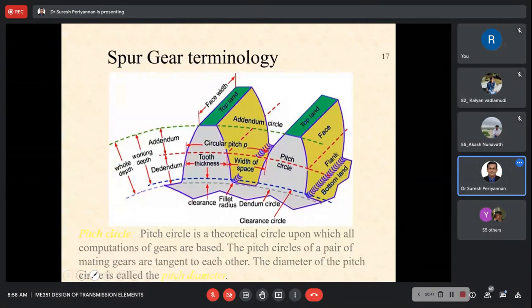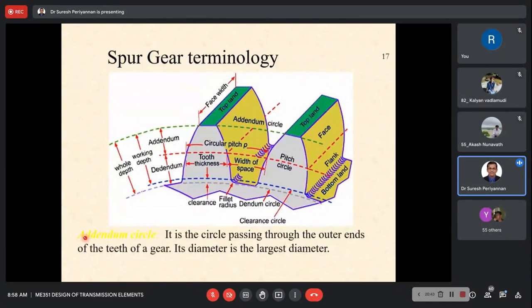Now I come to the next one, addendum circle. What is the addendum circle? It is the circle passing through the outer ends of the teeth of the gear, the largest diameter. See here, addendum circle: the circle passing through the outer ends of the teeth. This is the outer end of the teeth. This is the addendum circle.